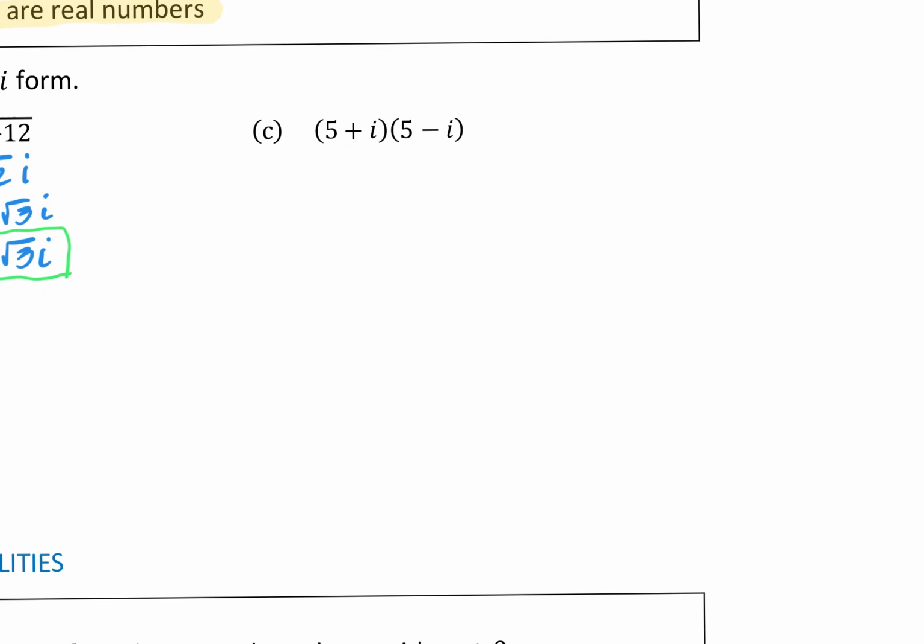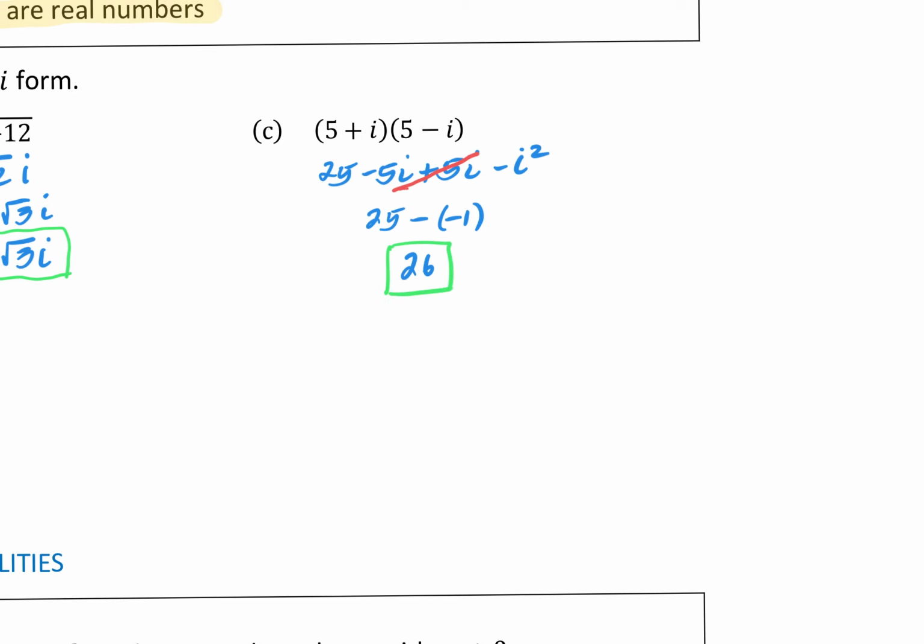And C is kind of weird. It's definitely not in a plus bi form, so I'm going to just multiply it out and see what happens. Well, when we multiply or FOIL this out, we'll get 5 times 5, so 25. We get a minus 5i plus 5i, and then a minus i squared. And then notice that the minus 5i plus 5i will cancel. That's just equal to 0. And I have 25 minus, well, i squared is -1. So this is 25 plus 1, or 26.